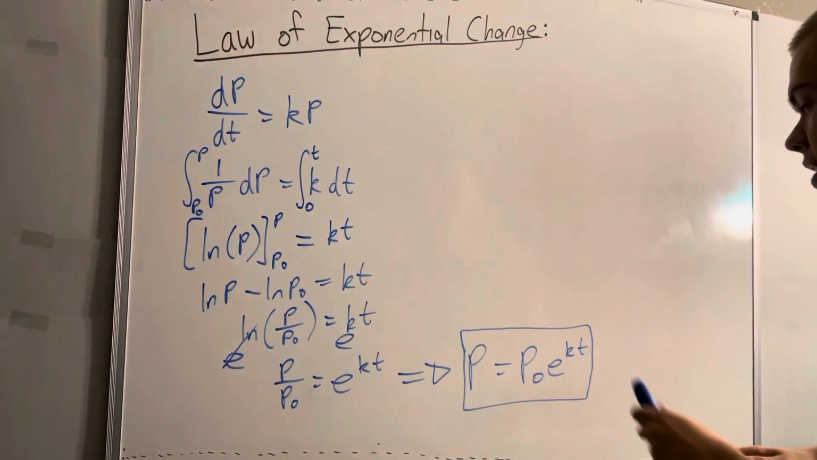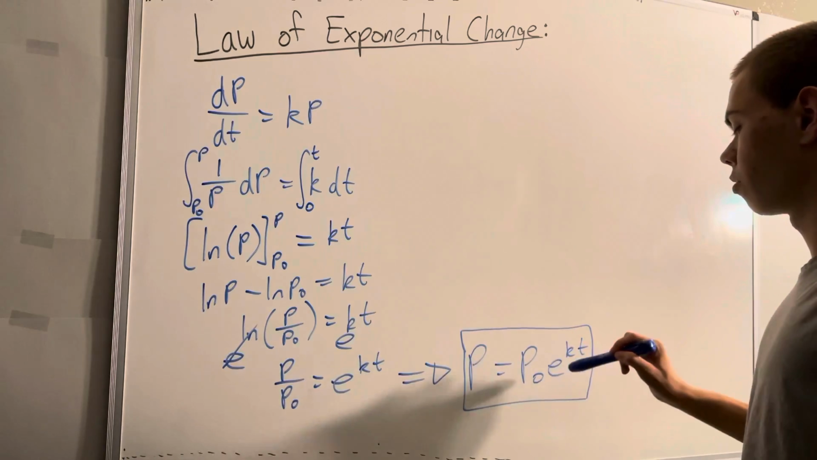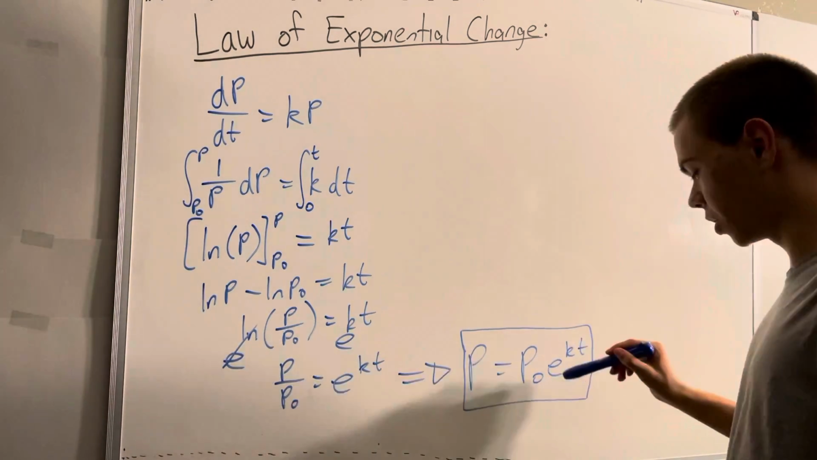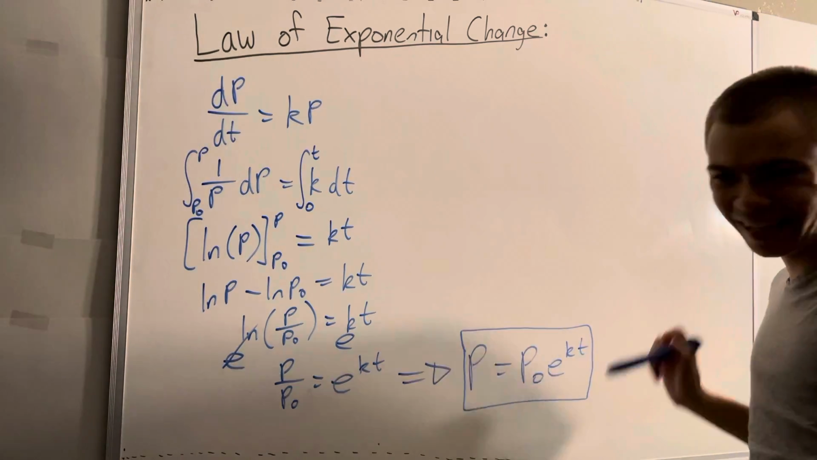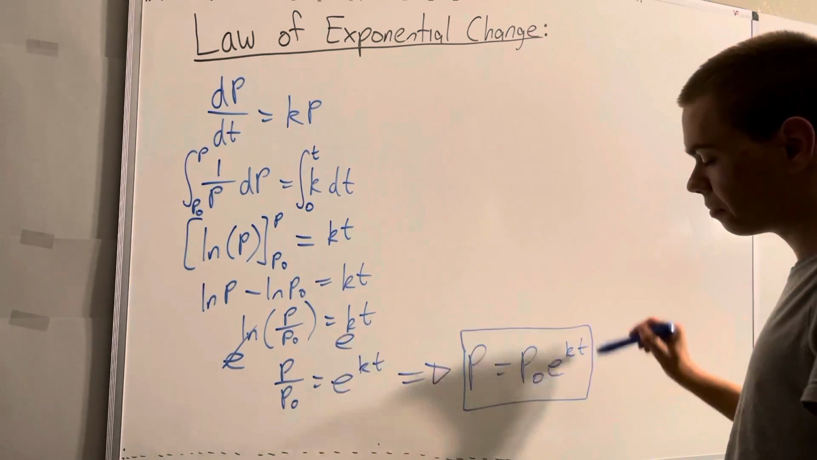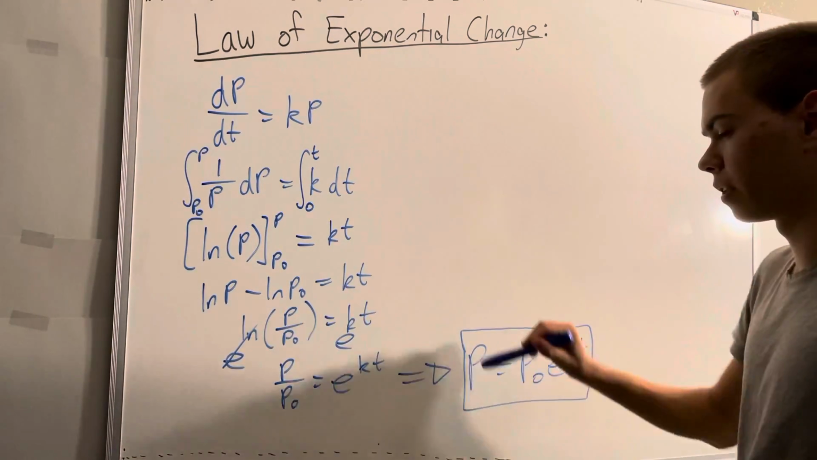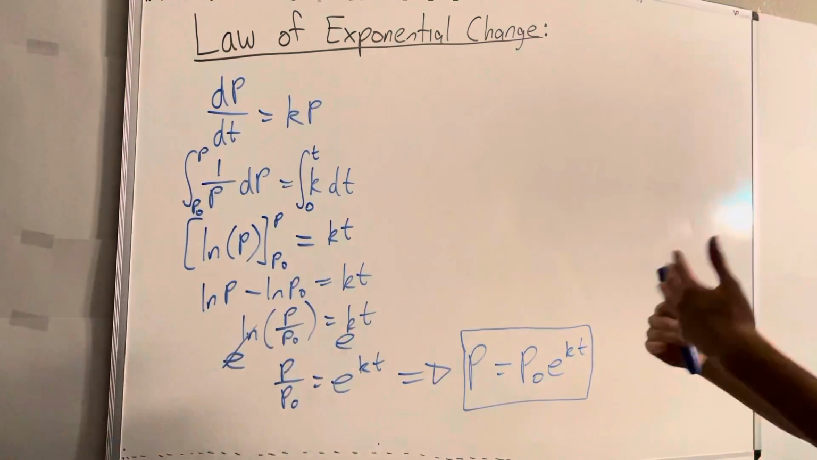We find that the population is modeled as an exponential function where the base is e. That's pretty cool, isn't it? The fact that the base is e in this case. This is the whole idea of a population that is modeled due to exponential change. And that is pretty much it.